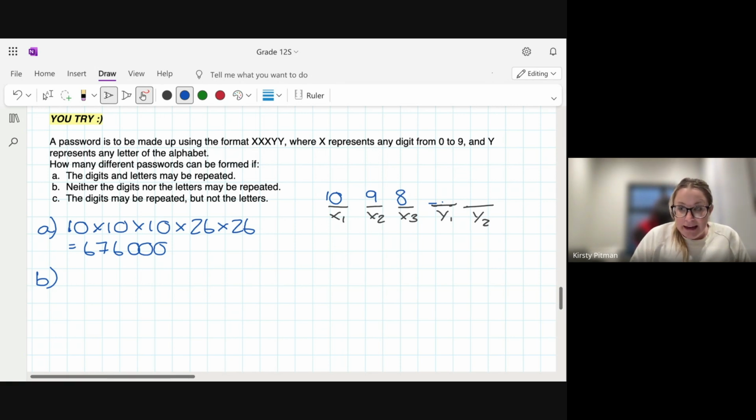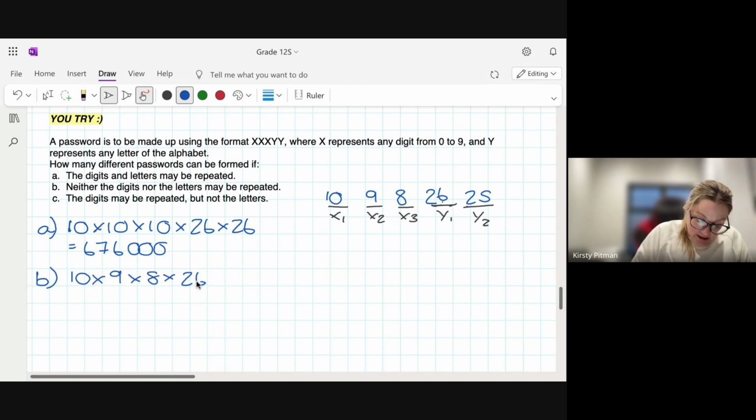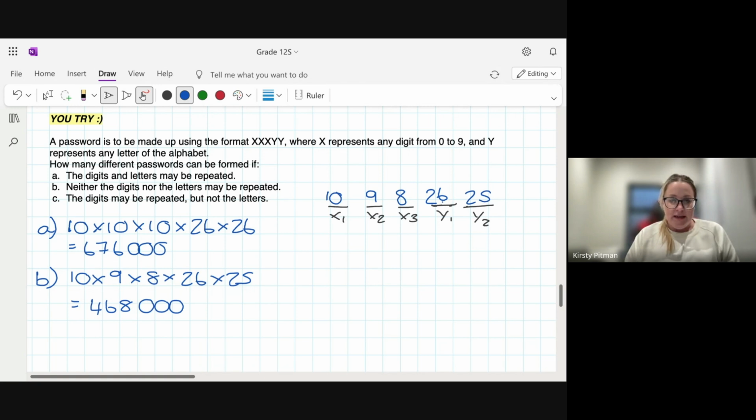Looking at my letters, what's happening with my letters? I've got 26, and my second option, I'm going to have 1 less, so 25. So I've got 10 times 9 times 8 times 26 times 25 is going to give me, yes, well done, nice. So 468,000. Well done, guys.